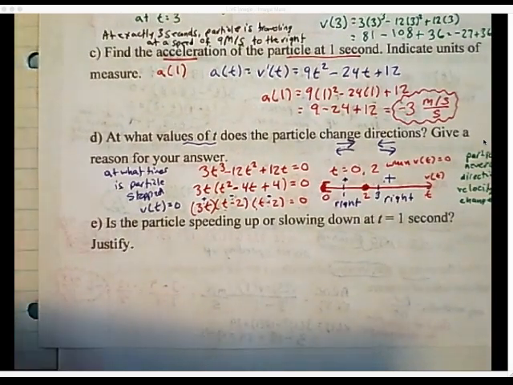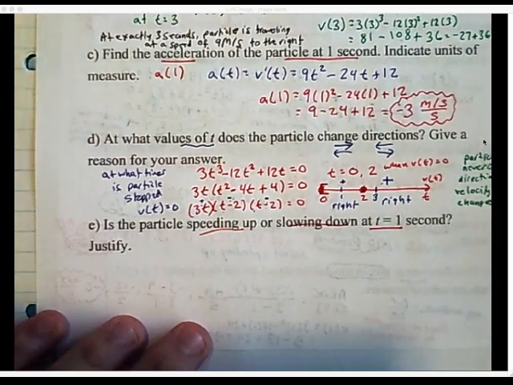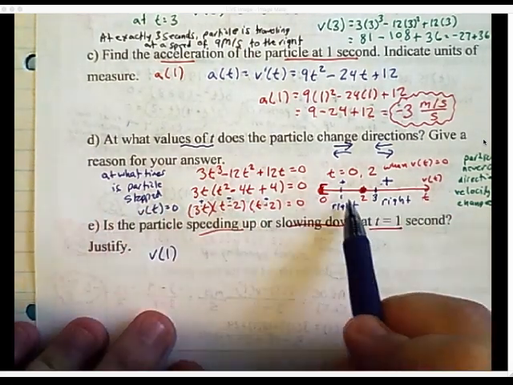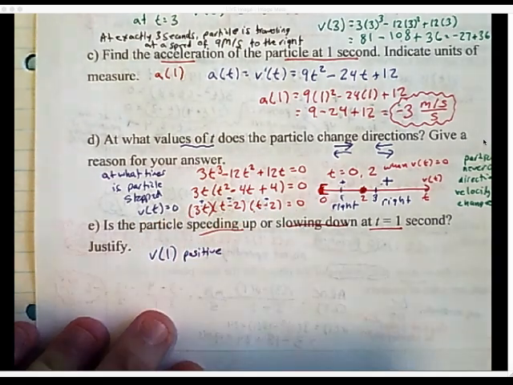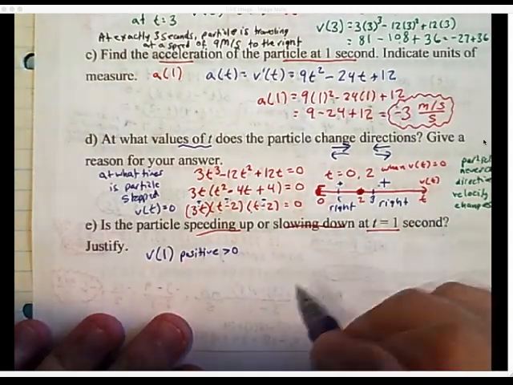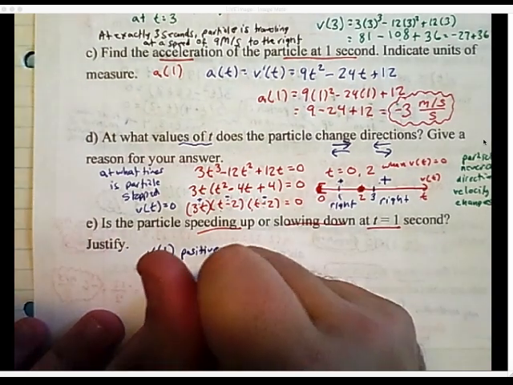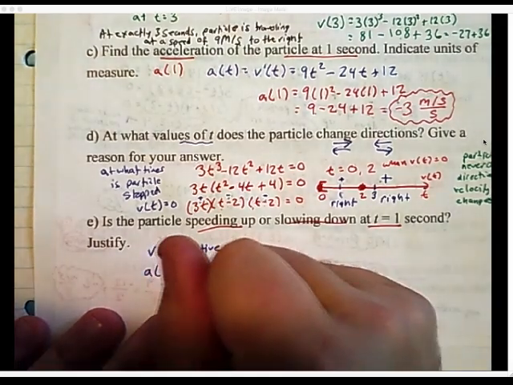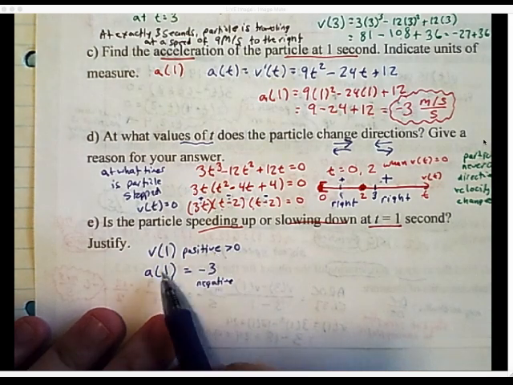Now, part E, is the particle speeding up or slowing down at that time? Well, from our number line above, we just figured out that the velocity at 1 second was going to be positive. Okay, it's greater than 0. Now let's figure out what A of 1 is. We actually already found that in part C above. We figured out that that was -3, which is a negative number.